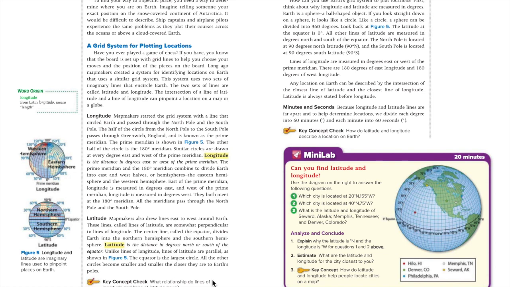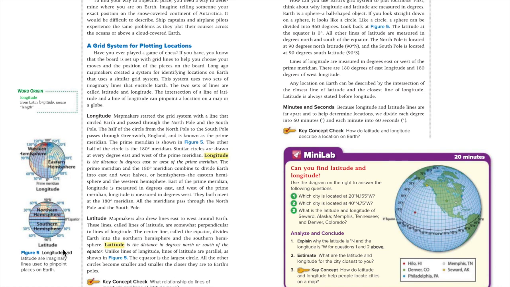So latitude, map makers also drew lines east to west around the Earth, and these lines are called latitude. And they're perpendicular to the lines of longitude. So longitude goes up and down, and latitude goes left to right, okay? The center line is called the equator, which is this black line right here, and it divides the Earth into northern hemisphere and southern hemisphere, okay?